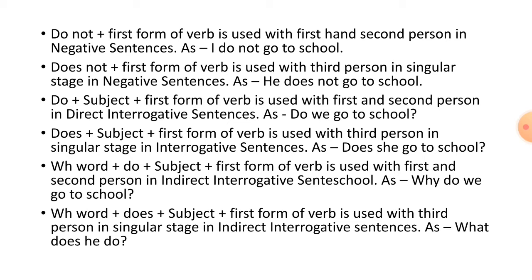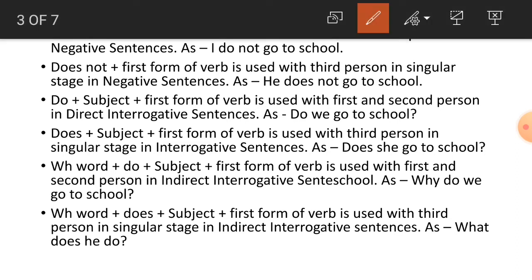Doesn't. This is not doesn't, it is does not plus first form of verb, and it is used with third person in singular stage in negative sentences. Yes, students, if the subject of the sentence is third person but in singular stage, we have to use does as a helping verb. After does we have to use not. Example is: he does not go to school. Here does not is used.